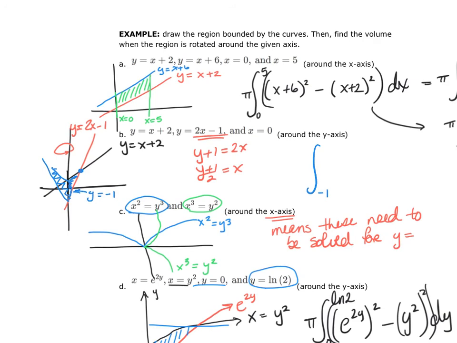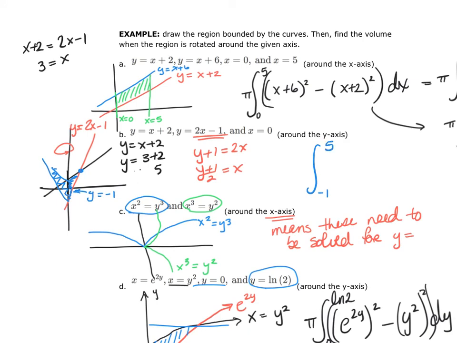So if I set these equal to each other and solve, I'm going to have x plus 2 is equal to 2x minus 1. I'm trying to figure out the x value. So I'm going to subtract x from both sides. I'm going to add 2. So when x is equal to 3, that's where they're going to cross, but I need the y value. So I'm going to put that into one of the two functions. I'll probably put it in this one. So I have 3 plus 2. So when y is equal to 5, that is my upper limit. So from -1 to 5.